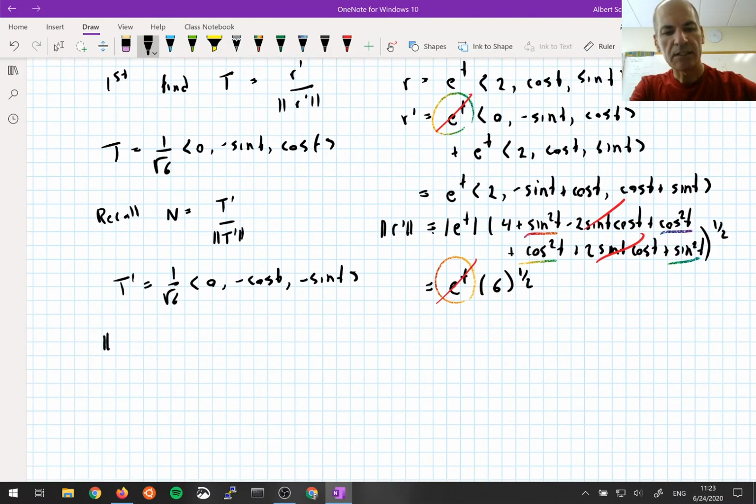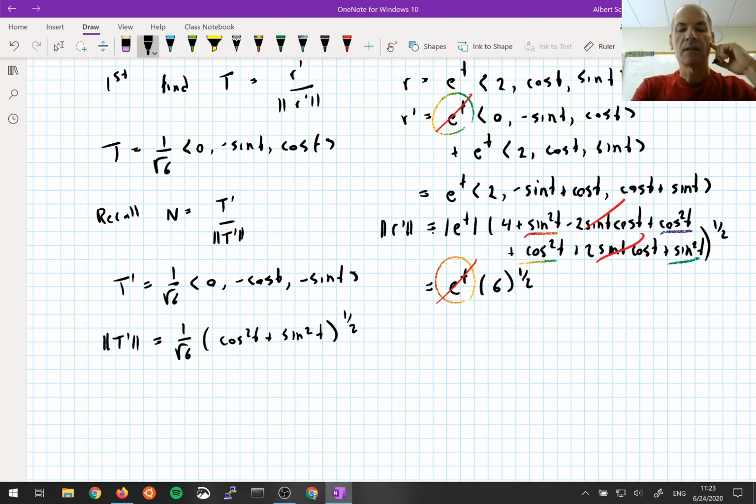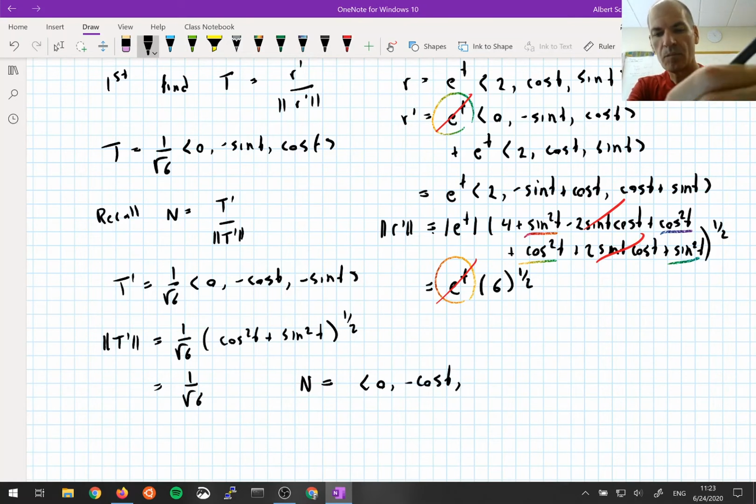Now we need to find the magnitude of T prime. That's going to be 1 over root 6, because remember that scalars just pass through magnitudes. 0 squared plus cosine squared t plus sine squared t, yay, square root, and the magnitude is simply 1 over root 6, and the unit normal vector is now just T prime divided by the magnitude of T prime, which yields that vector. Notice that's a unit vector.